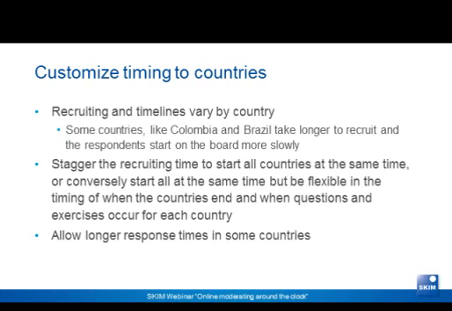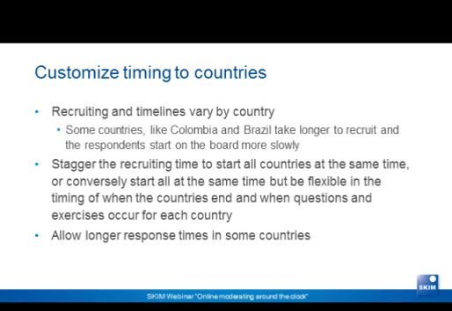The recruitment times, or response times to recruitment, as well as questioning in different countries, they differ. Of course, ideally you would want to start the whole project in all countries at the same point and end at the same point. This is really ideal, but you have to make sure that you're flexible in that.